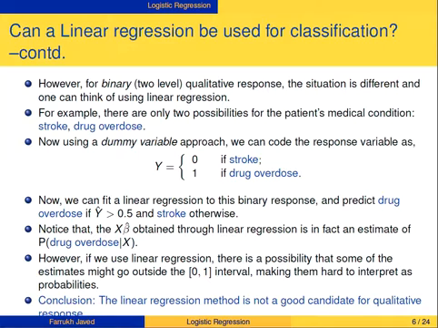And notice that x beta, the component in a linear regression, is in fact an estimate of the probability of drug overdose given x, right? However, if we use linear regression, there is a possibility that some of the estimates might go outside the 0-1 interval. You may come up with negative values, for instance, and they will be difficult to interpret as probabilities, right? The conclusion is that the linear regression method is not a good candidate for qualitative responses, even if we have a natural ordering. So what should we do?